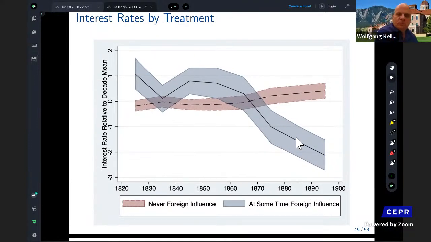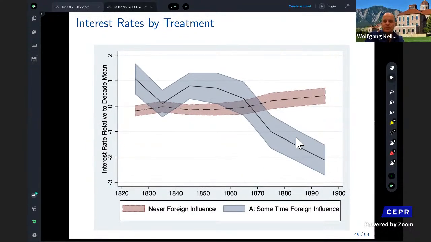So why is this? Well, this is the interest rates by treatment, but we have eliminated the long-run overall trend. The red here is the never has any influence, and the blue is at some point they had influence, but the overall trend is positive, especially from 1860 on. And the reason for that, I think, is indicating the general economic decline or the general economic trouble in China in the 19th century.